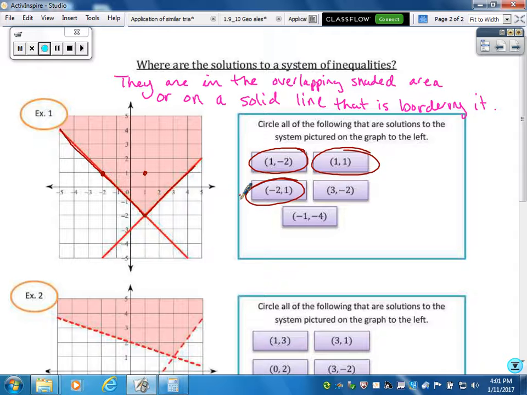My next one says 3, so on my x-axis over to 3, down 2. Oh, there's our first one that is not a solution. It is not in the shaded area, so not good.